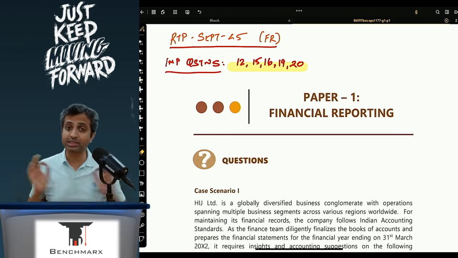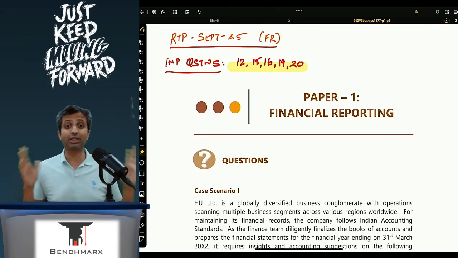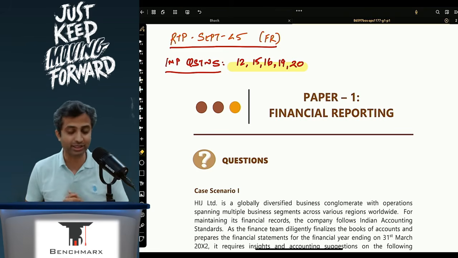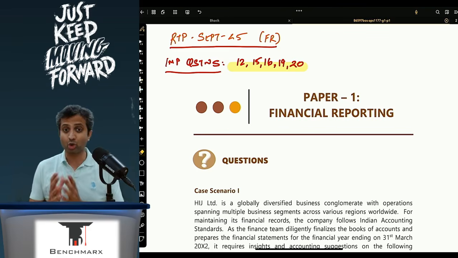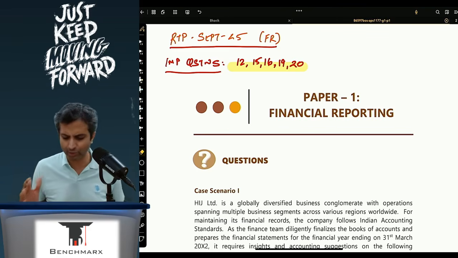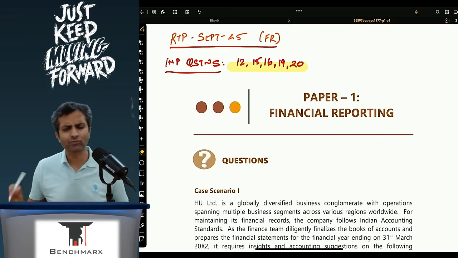Out of these 10 questions, the first thing that you would be searching is, are there any new or difficult ones? Well, fortunately or unfortunately, yes, there are 5 questions which have quite a different application and understanding. So I would strongly recommend that at least you do these 5 questions. So this is 12, 15, 16, 19 and 20.